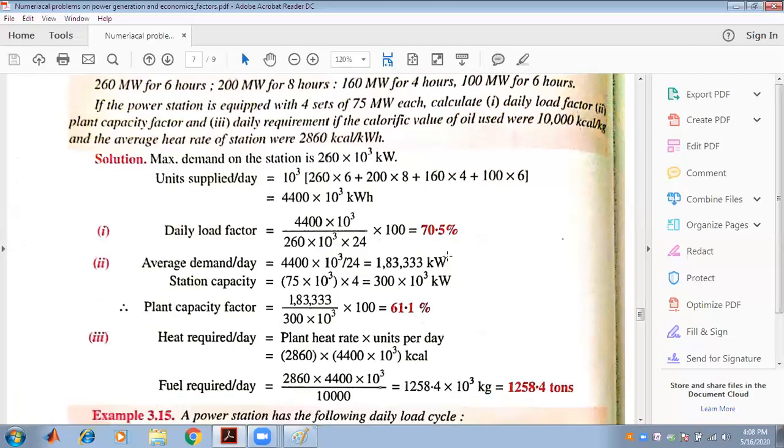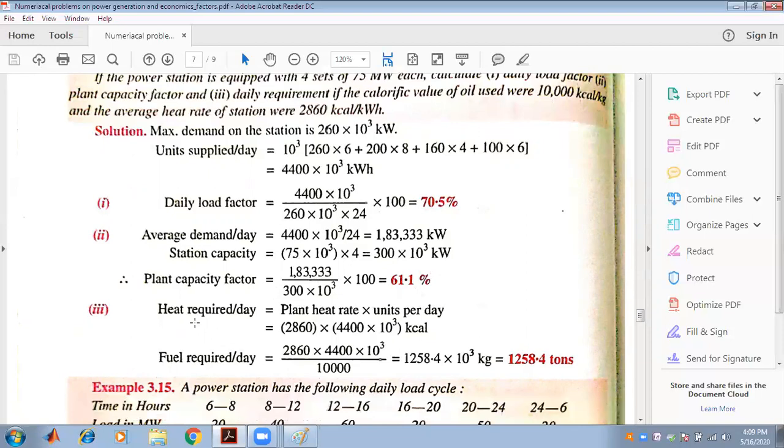The third is the daily requirement of oil, where the calorific value of oil used is 10,000 kilocalorie per kg and the average heat rate of the station is 2860 kilocalorie per kilowatt hour. The amount of heat required per day is equal to the plant heat rate into units per day. The plant heat rate is given as 2860 kilocalorie per kilowatt hour, meaning for 1 kilowatt hour it is 2860. Now for 4400 into 10 to the power 3 kilowatt hour, it is the multiplication, giving the total kilocalorie.